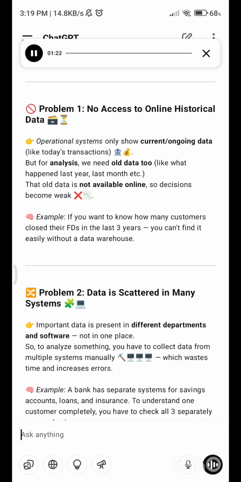Problem 1. No access to online historical data. Operational systems only show current ongoing data, like today's transactions. But for analysis, we need old data too, like what happened last year, last month, etc. That old data is not available online, so decisions become weak. Example, if you want to know how many customers closed their FDs in the last 3 years, you can't find it easily without a data warehouse.